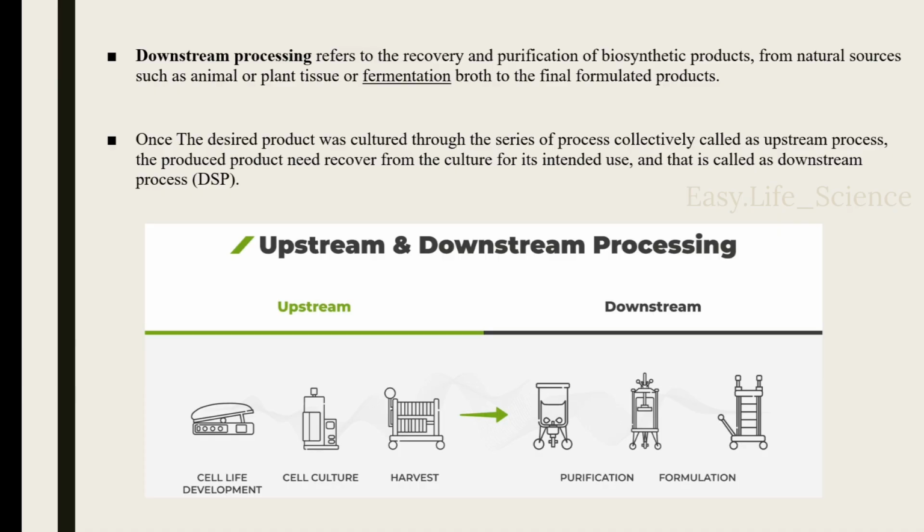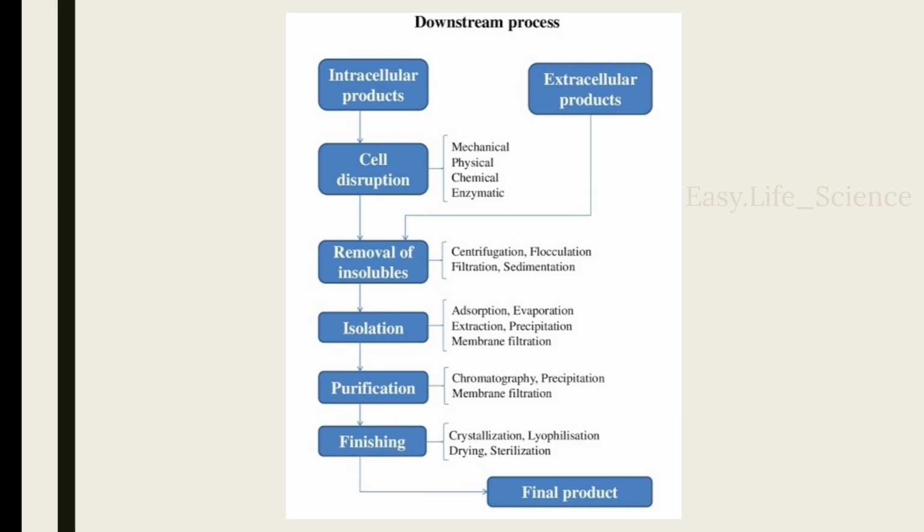Upstream process involves the preparation of inoculum, mother culture, inoculation, substrate or media preparation, incubation, monitoring, up to the production of desired products. Whereas, downstream process, DSP, involves the separation of product from the culture, purification and formulation into the market. As DSP is the recovery process, it mainly involves the following steps.